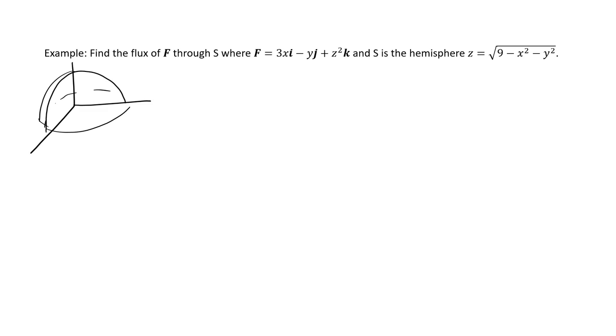So we're thinking about half of a sphere, the top half of a sphere, and this would be a sphere with a radius of 3. So hemisphere, radius of 3.